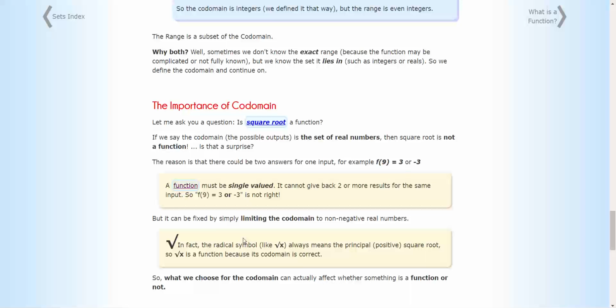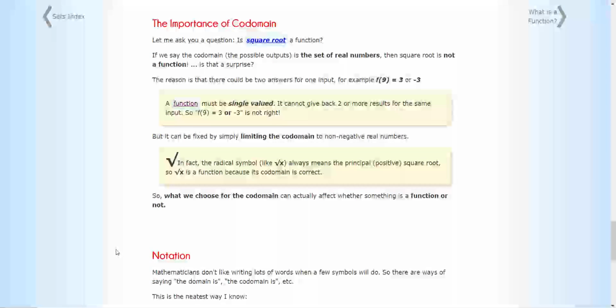Its codomain is correct, but it can be fixed by simply limiting the codomain to non-negative real numbers. So what we choose for the codomain can actually affect whether something is a function or not.